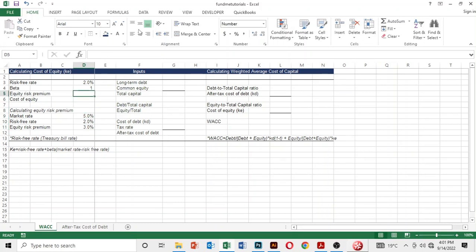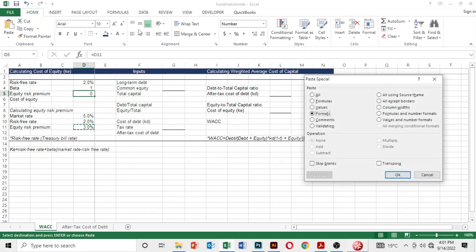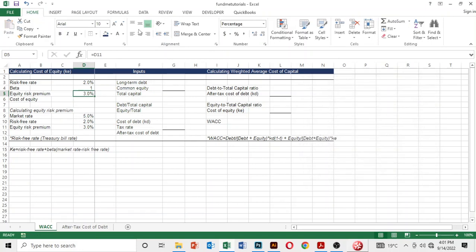So now we are able to compute the equity risk premium, the cost of equity. So we can link the equity risk premium there. Let's just copy the same format. So let's say Alt HVS, then you can say T. Perfect, just like that. So now we can compute the cost of equity.